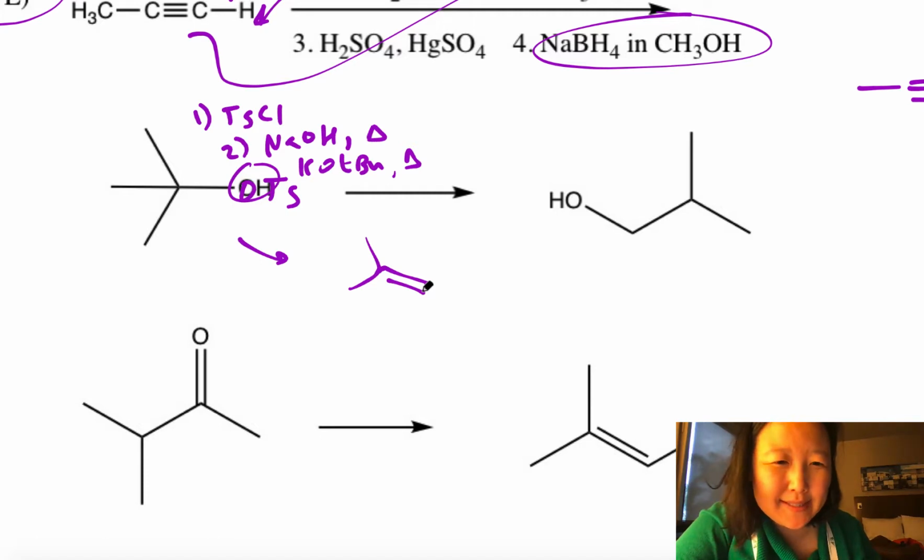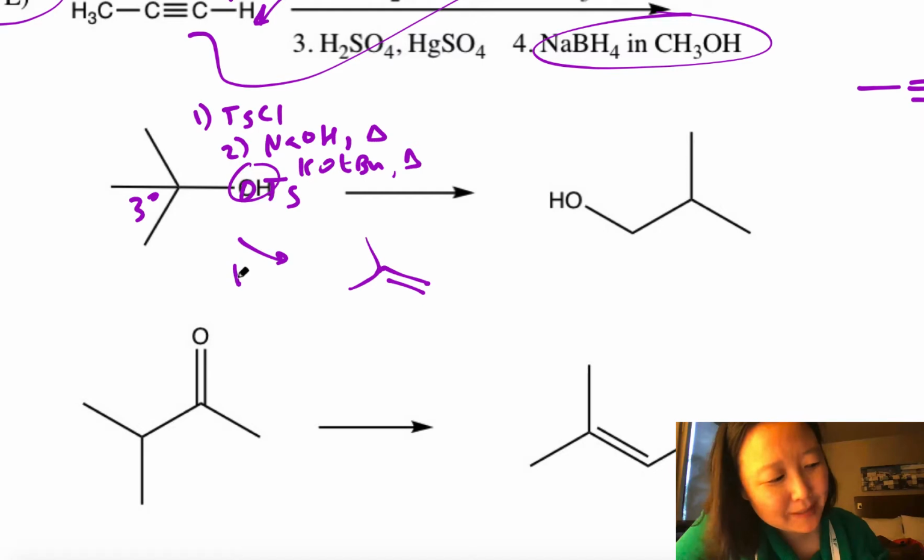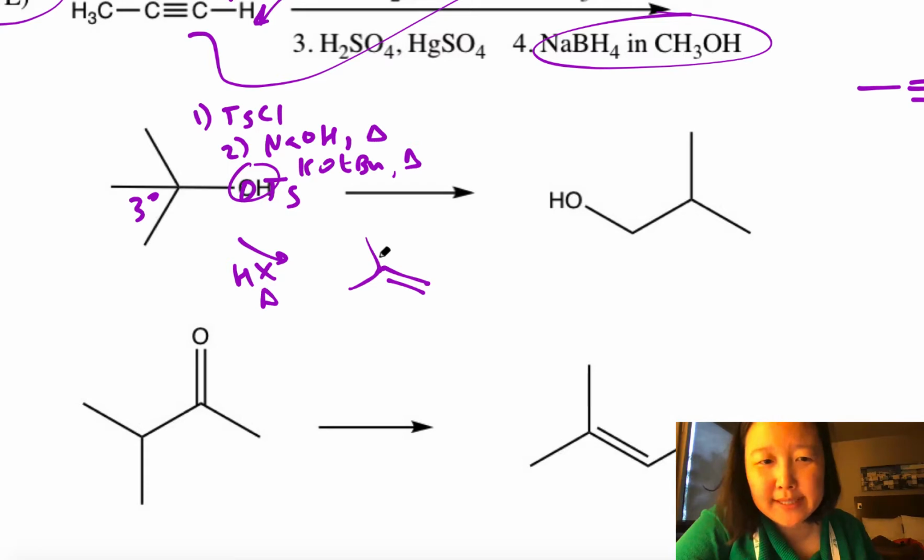And the 1-step way to do this is noticing this is tertiary. That lets me do HX and heat, okay? So once I get HBr, HCl, whatever, and heat will give me this. So this is my E1 reaction done in 1 step.